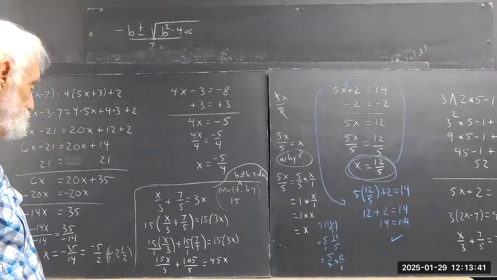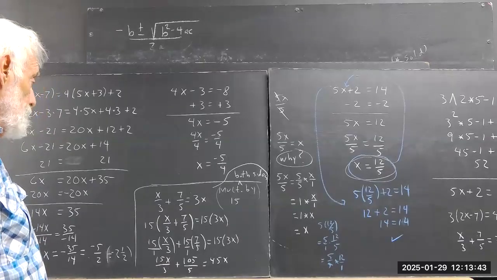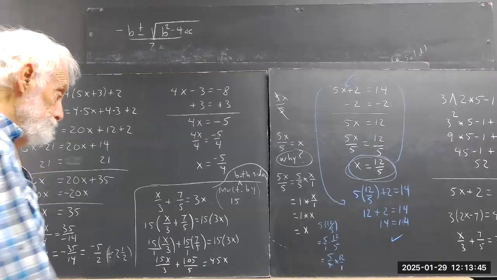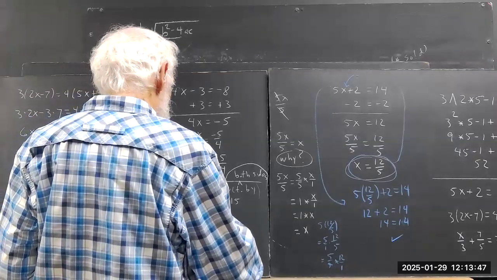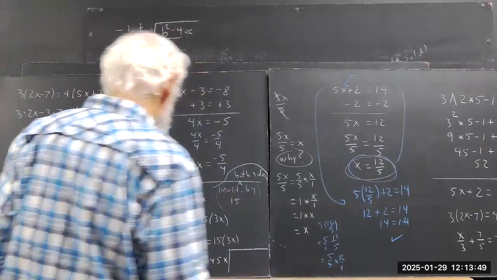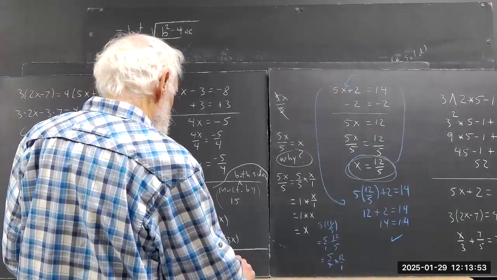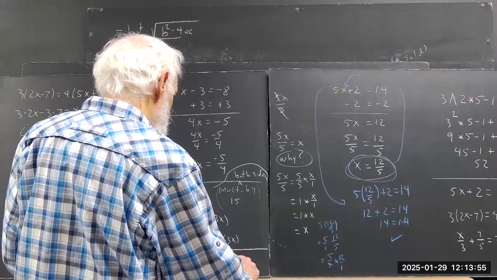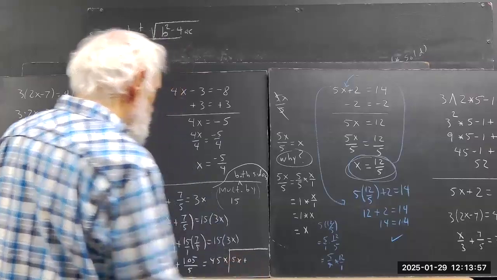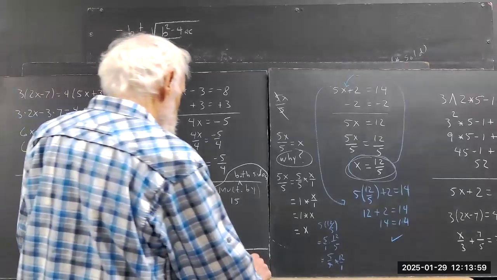So, I didn't leave myself a lot of room, so I have to write it pretty small. But 3 into 15 is 5, so that gives me 5x. 105 divided by 3 is 35.